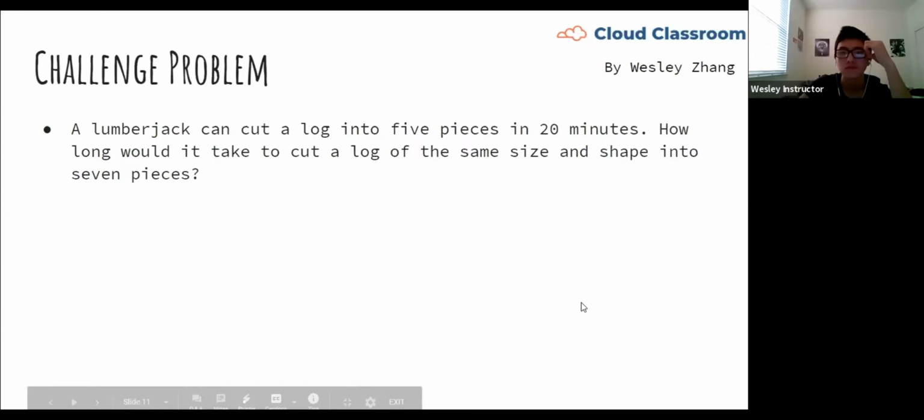So a lumberjack can cut a log into 5 pieces in 20 minutes. How long would it take to cut a log of the same size and shape into 7 pieces? All right, so here's the thing. You guys want to focus on cuts, not pieces. So we have a log right here, right? To make 5 pieces in 20 minutes, he needs to make 4 cuts.